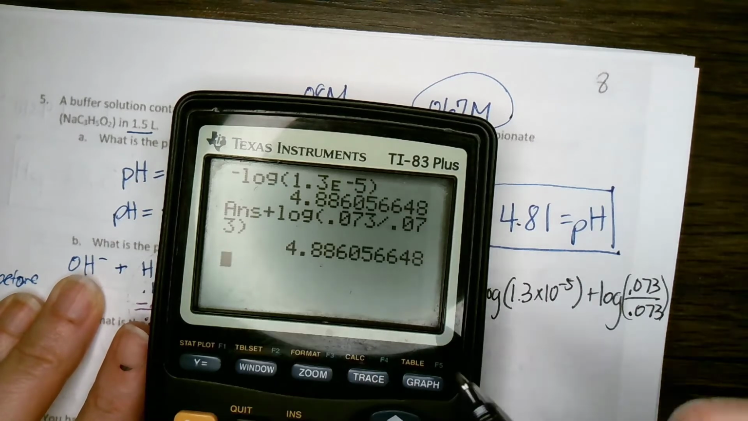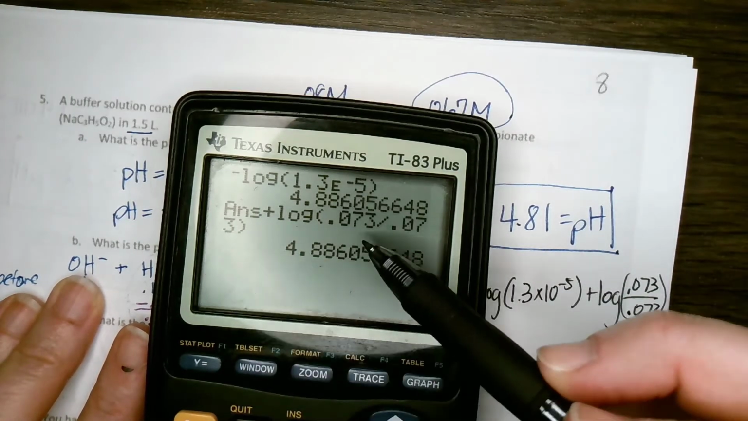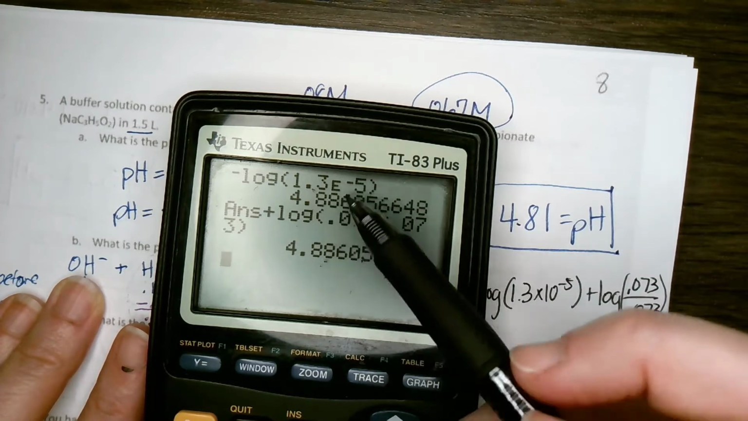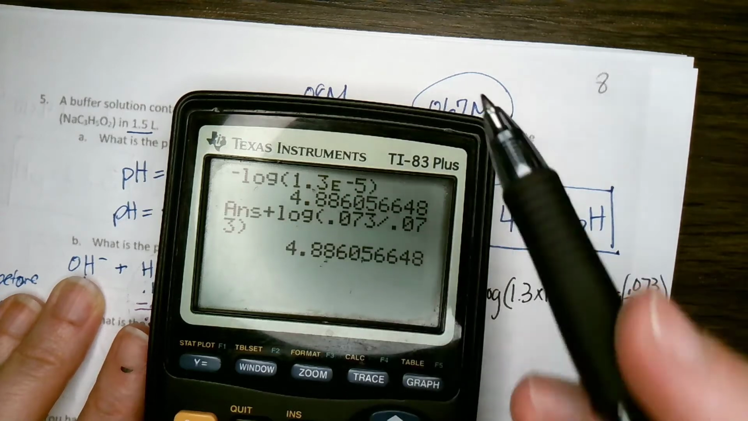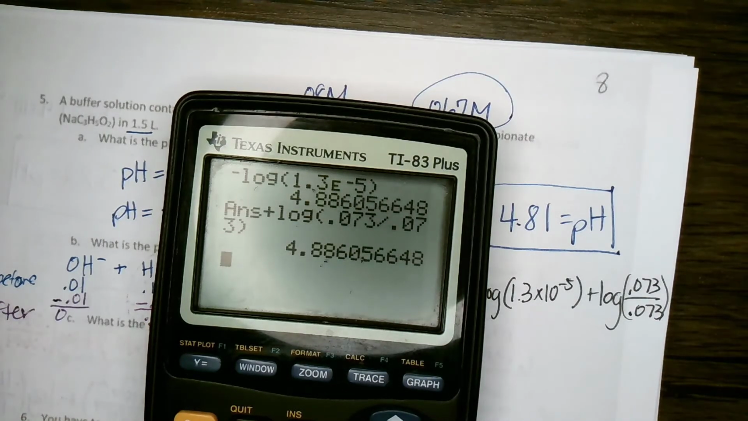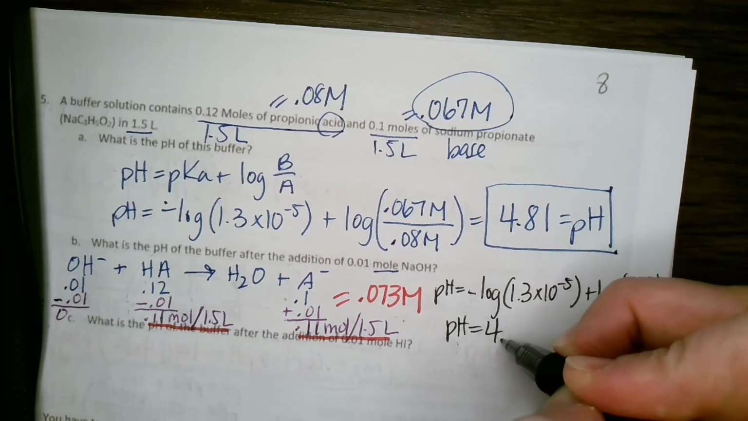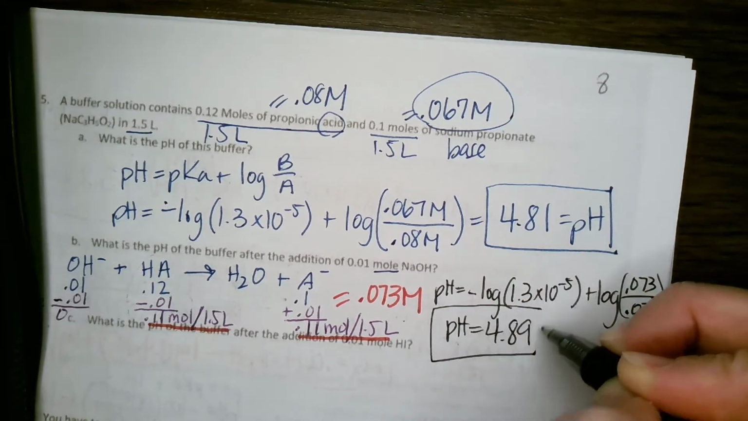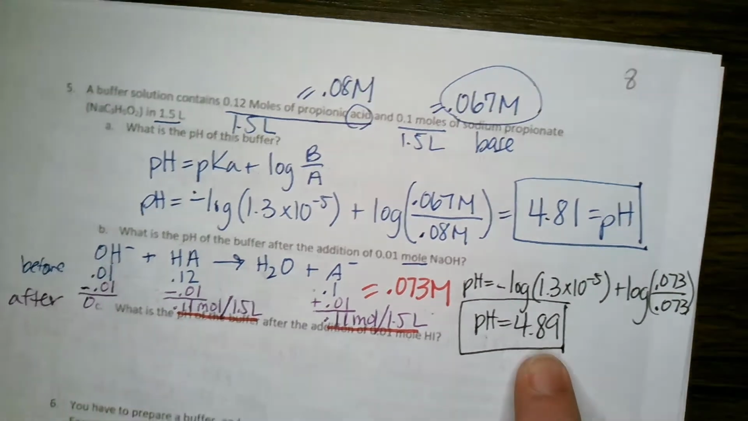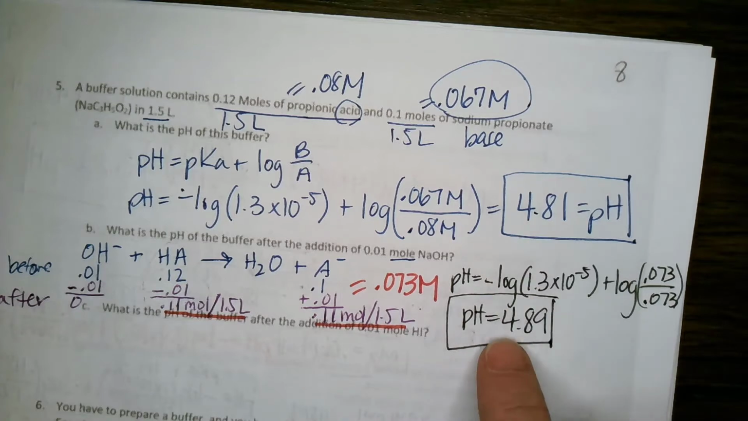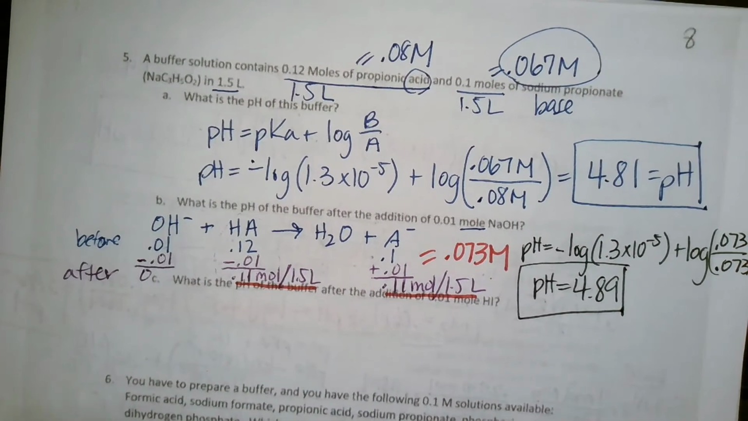Notice 0.073 divided by 0.073 would give us the answer of 1, right? And so we get the same as just the negative log of that. So our pH should be 4.89. And notice that we added hydroxide, we added a base, and we went from 4.81 to 4.89. So our number did increase, making it more basic, very slightly more basic.